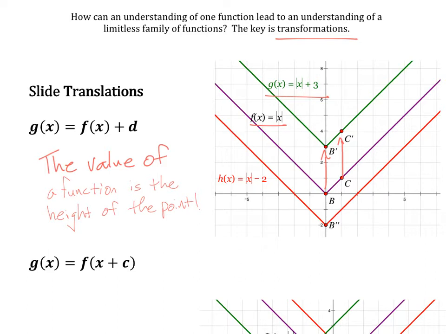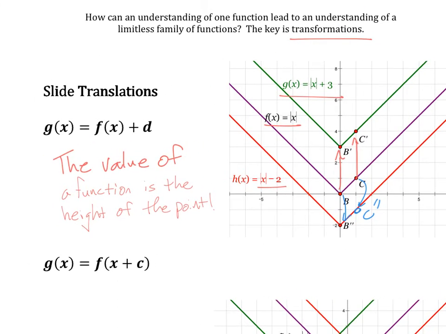Well, what happens when we subtract 2? If we take the absolute value of x, which is f of x, and we subtract 2, well, we're going to take the height of the original point, and we're going to subtract 2. So that c is going to go down to a new c value. We might call it c double prime. So the height changes when we add or subtract to f of x, outside. So that changes the height.